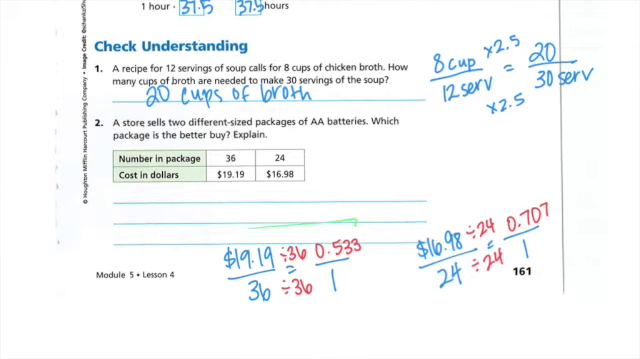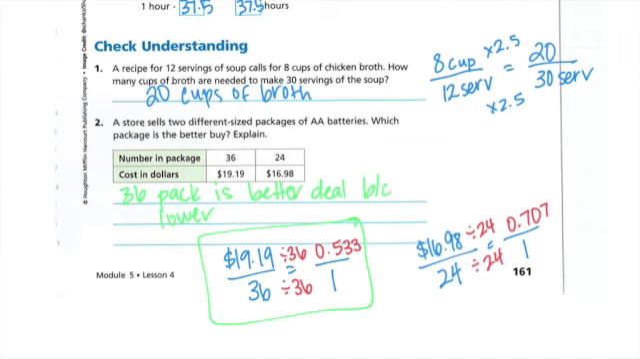Yep, it would be this one because it's the smaller unit rate. So the 36 pack is the better deal because it has a lower unit price.